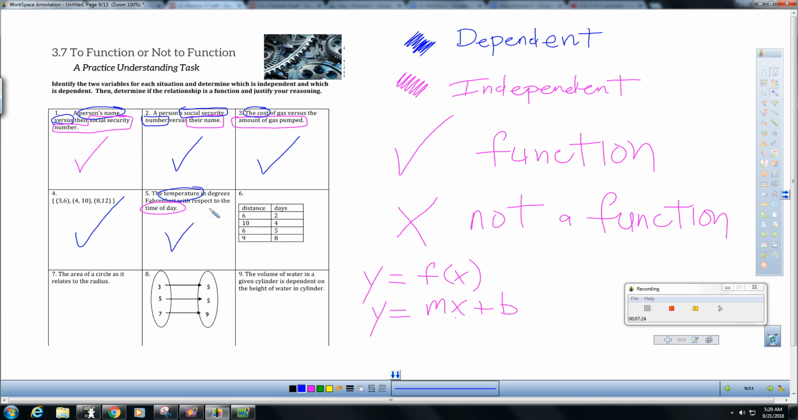If you're looking at different amounts of days, then I don't think that would be a function, and I don't want you to get held up on that too much because I thought about that one for a little while.